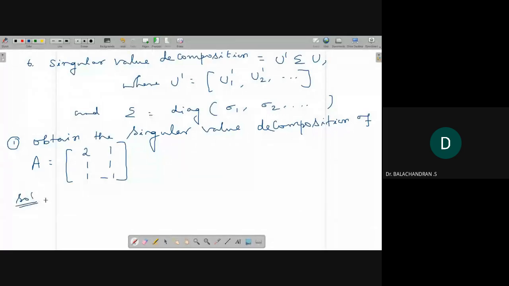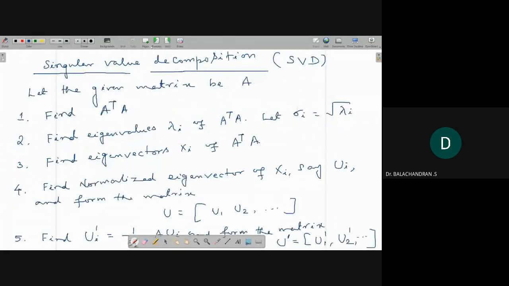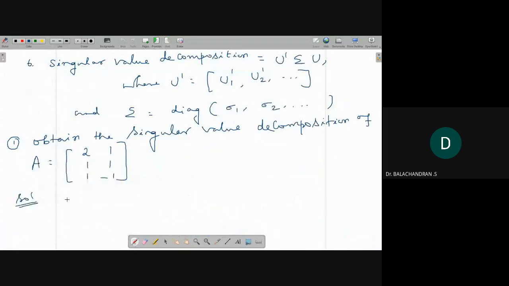So first step, you should find A transpose into A. A transpose is 2, 1, 1, 1, 1, minus 1. This is A transpose into A, where A is 2, 1, 1, 1, 1, minus 1. If you multiply these two matrices, you will get in the first row, first column: 4 plus 1 plus 1, so 6.